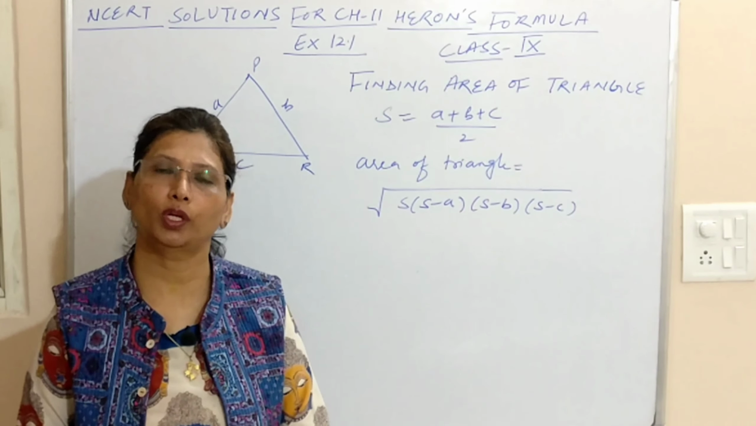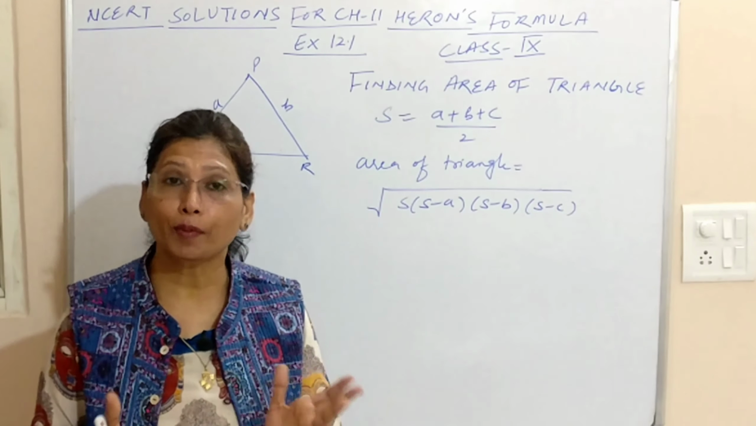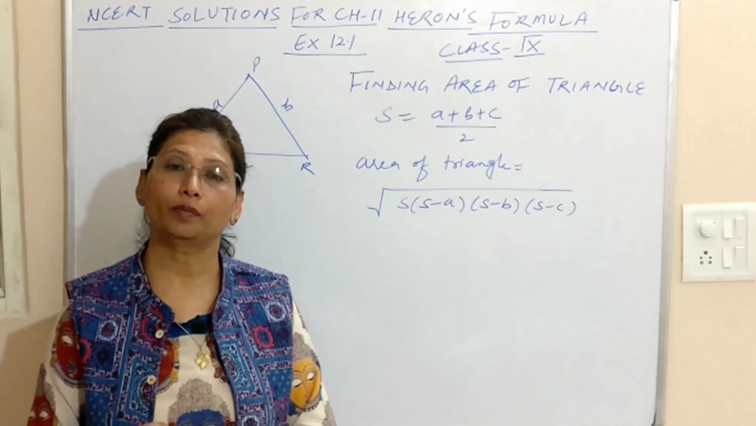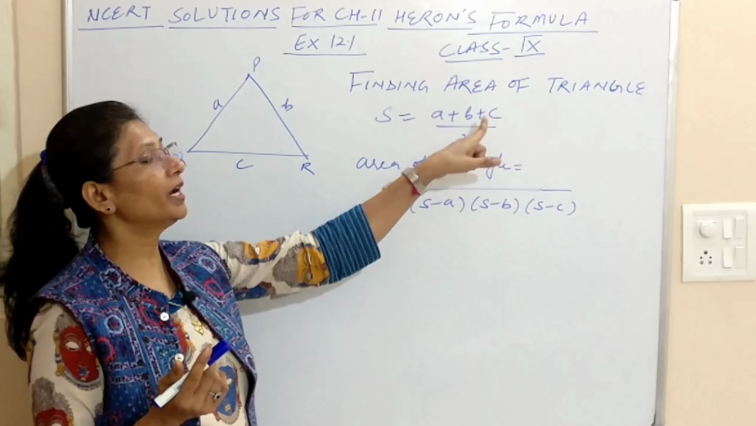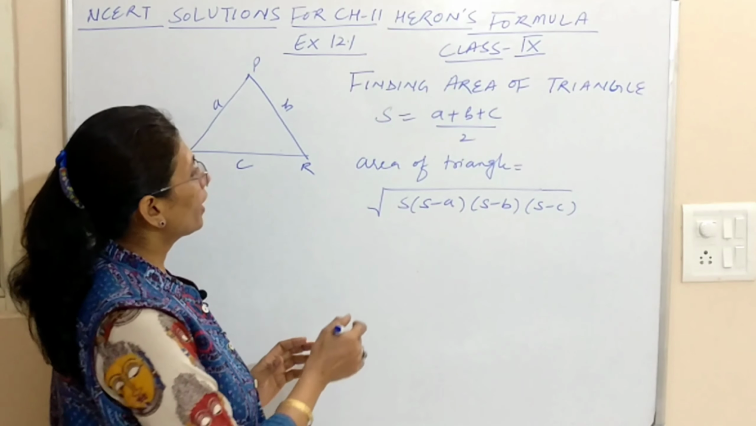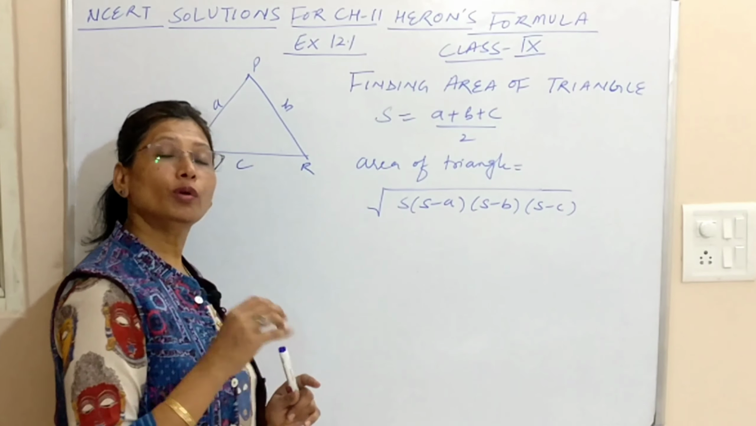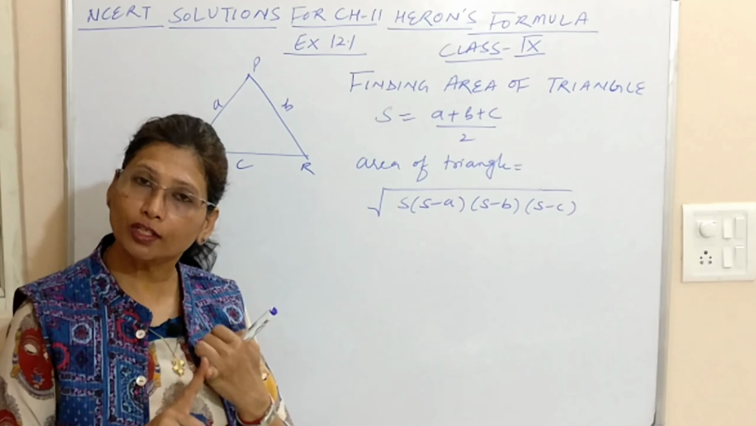We have Heron's formula. Okay, in Heron's formula, what do we do? First of all, we find semi-perimeter. S stands for semi-perimeter. What do you mean by semi-perimeter? Means you find out the sum of the sides and you divide it by 2. That will be the semi-perimeter. Okay. After that, area of the triangle will be under root s into s minus a, s minus b into s minus c.